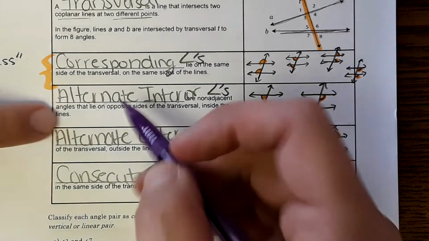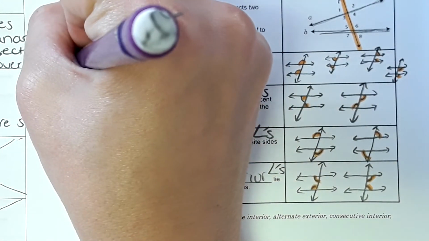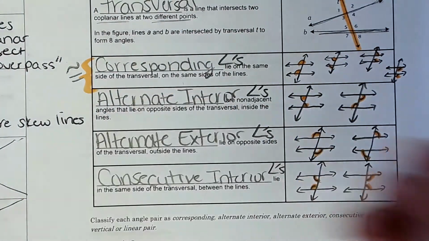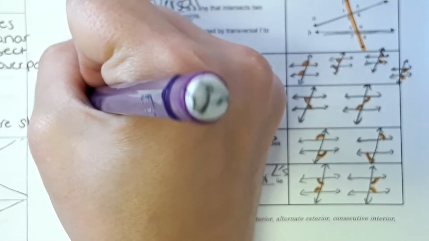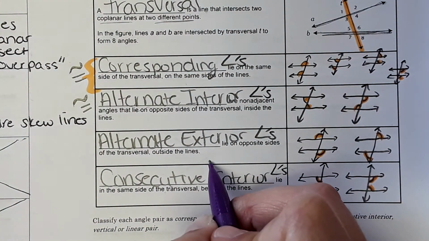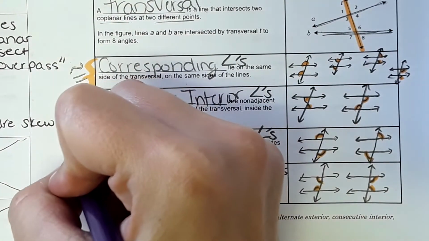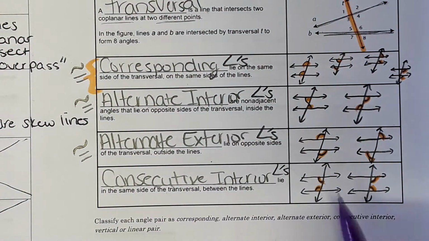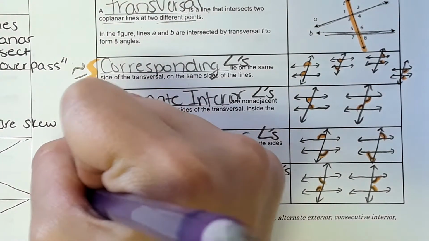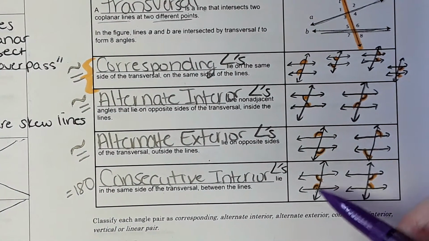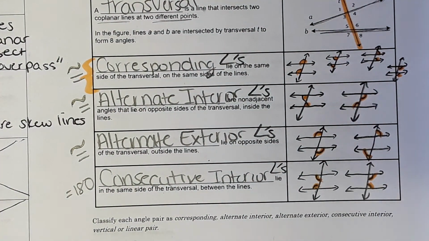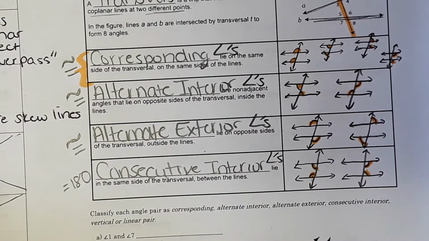Actually, I know it's not part of this lesson, but just so that you can use this as a reference, corresponding angles are congruent. They're going to be the same measure. Alternate interior angles are also congruent. They'll be the same measure. Alternate exterior angles are equal as well. And then consecutive interior are not equal. They add to 180. So these two added together would be 180 degrees. Okay, now we're going to use these words and practice identifying angle pairs.